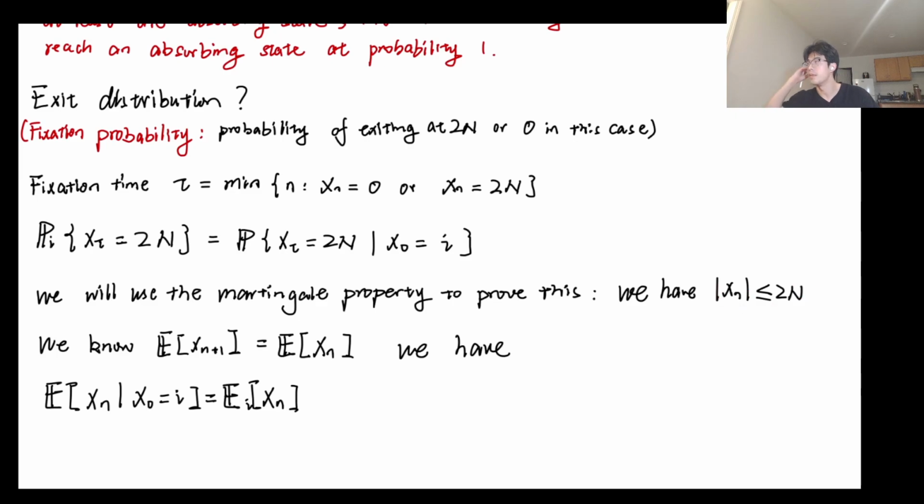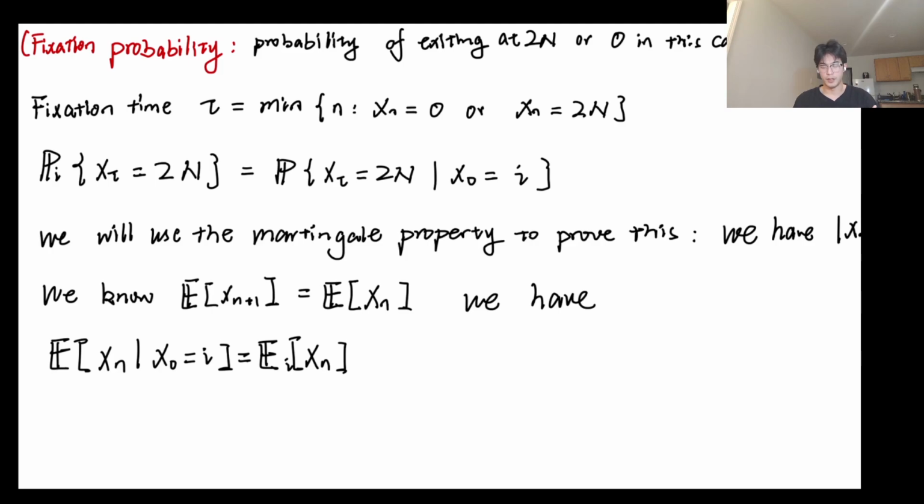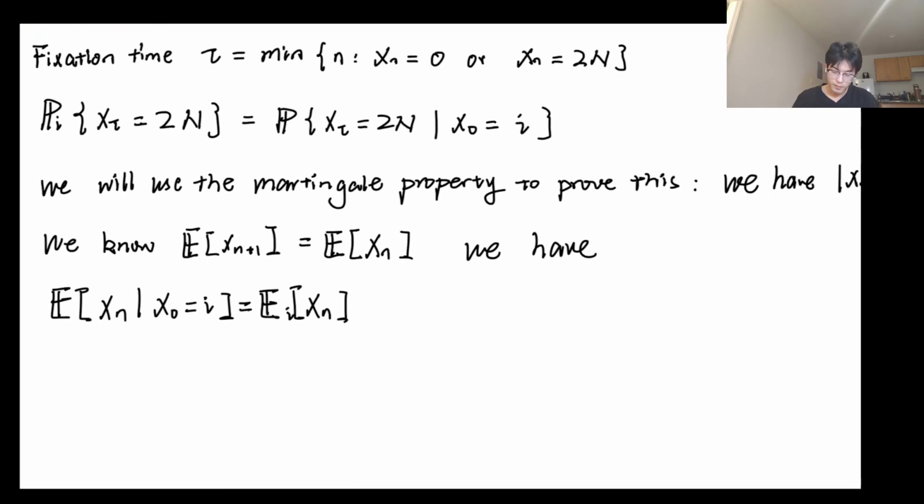This axon is bounded by a constant 2n, and that's why we can write down the following proof. I will not go over why this is important. This is actually a theorem about martingales, but I will leave it here if you feel curious about it. You can for sure find sources about why we need this bound. We know the expected value of x_{n+1} is equal to the expected value of x_n, and we can compute the expected value of x_n when the initial x0 is equal to i.